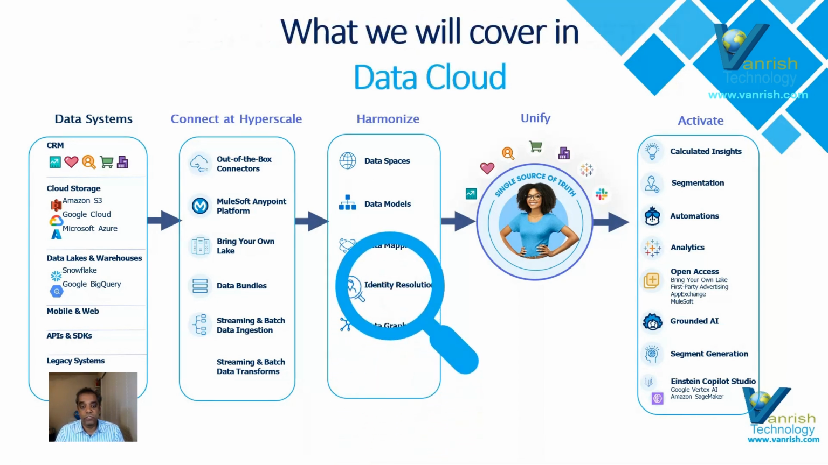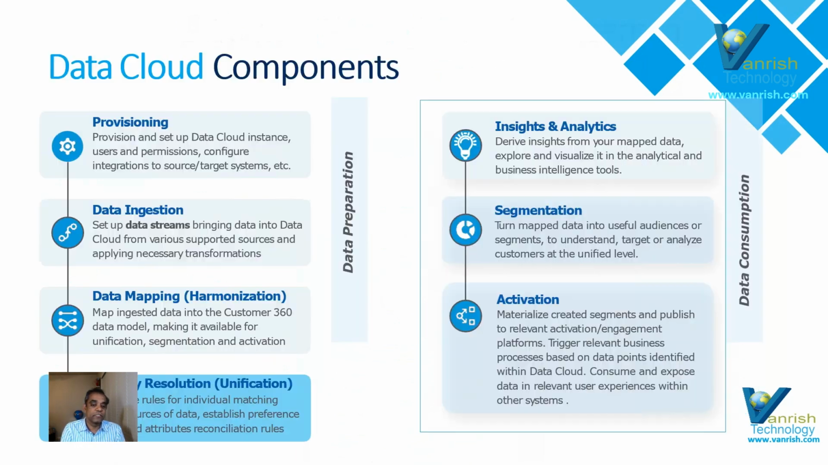Identity resolution, as the name itself says, lets you identify records based on different sets of data coming in from different places. It is part of unification. We already went through provisioning, data ingestion, and data mapping. Now this section is unification, which is identity resolution. After mapping, the first step in data preparation is identity resolution, so that you will have clean data. The cleansing of data happens through identity resolution.